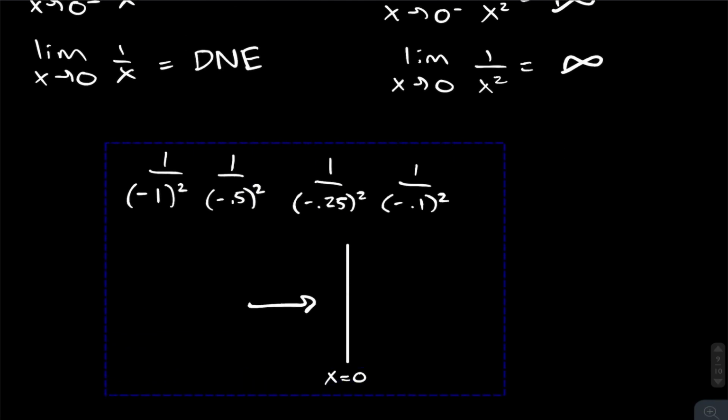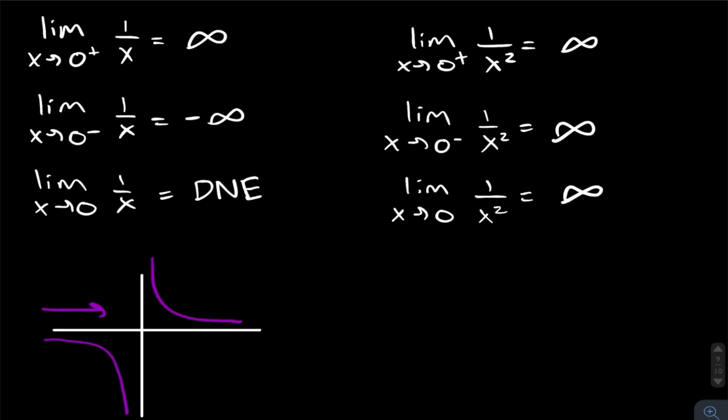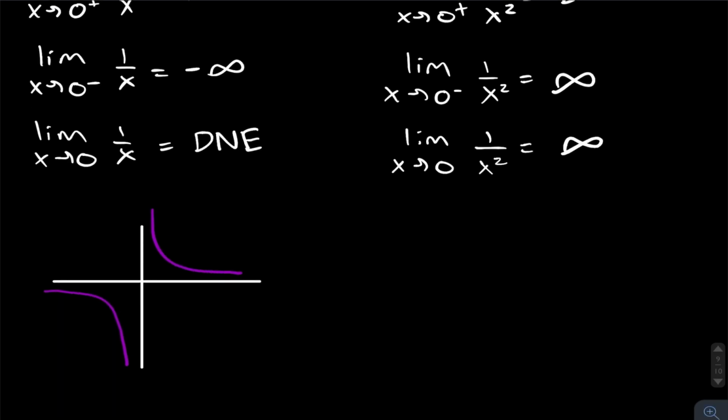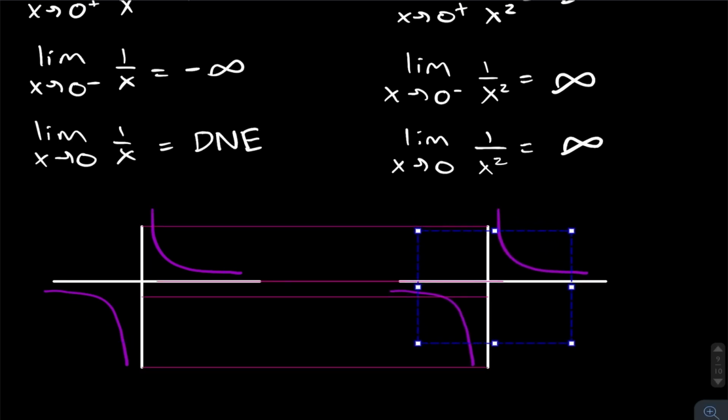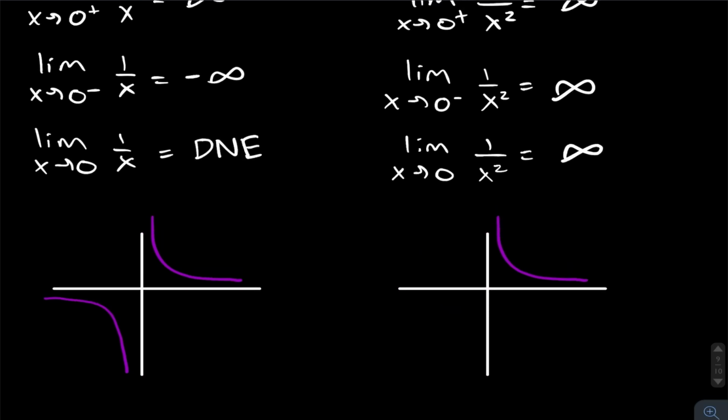And so what you'll actually see with these graphs, right, 1 over x is going to look like this, right? It's going to look like this, right? Where from the negative side, we go to negative infinity. And from the positive side, we go to infinity. Now, in contrast, 1 over x squared, it's still going to go to infinity from the right side, but it's also going to go to infinity from the left side.